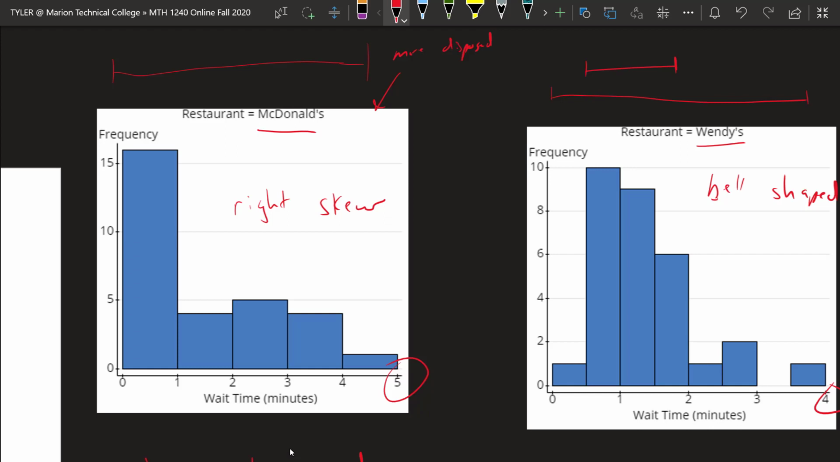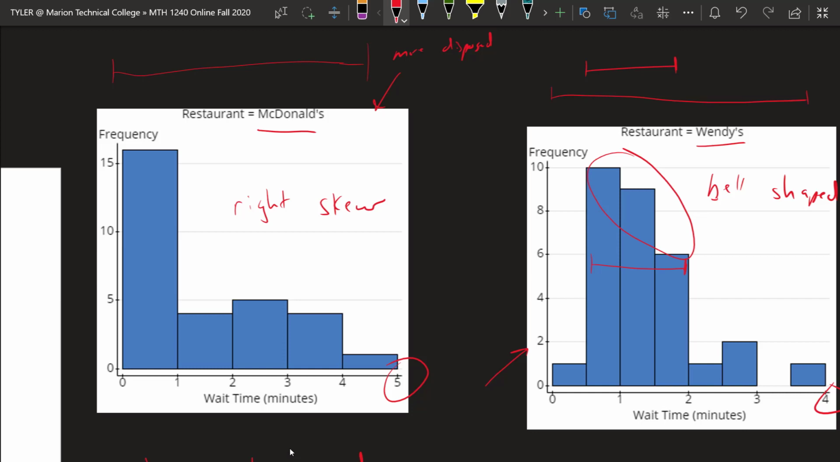And then the next question is, which line would you prefer to wait in and why, right? So I would say, waiting in the Wendy's line would be more ideal, because the wait time's more consistent, right? We have less horizontal spread, and we have a lot of the bulk of the data in the center, where most people are waiting about the same amount of time, where the McDonald's seems to vary a lot more, right?